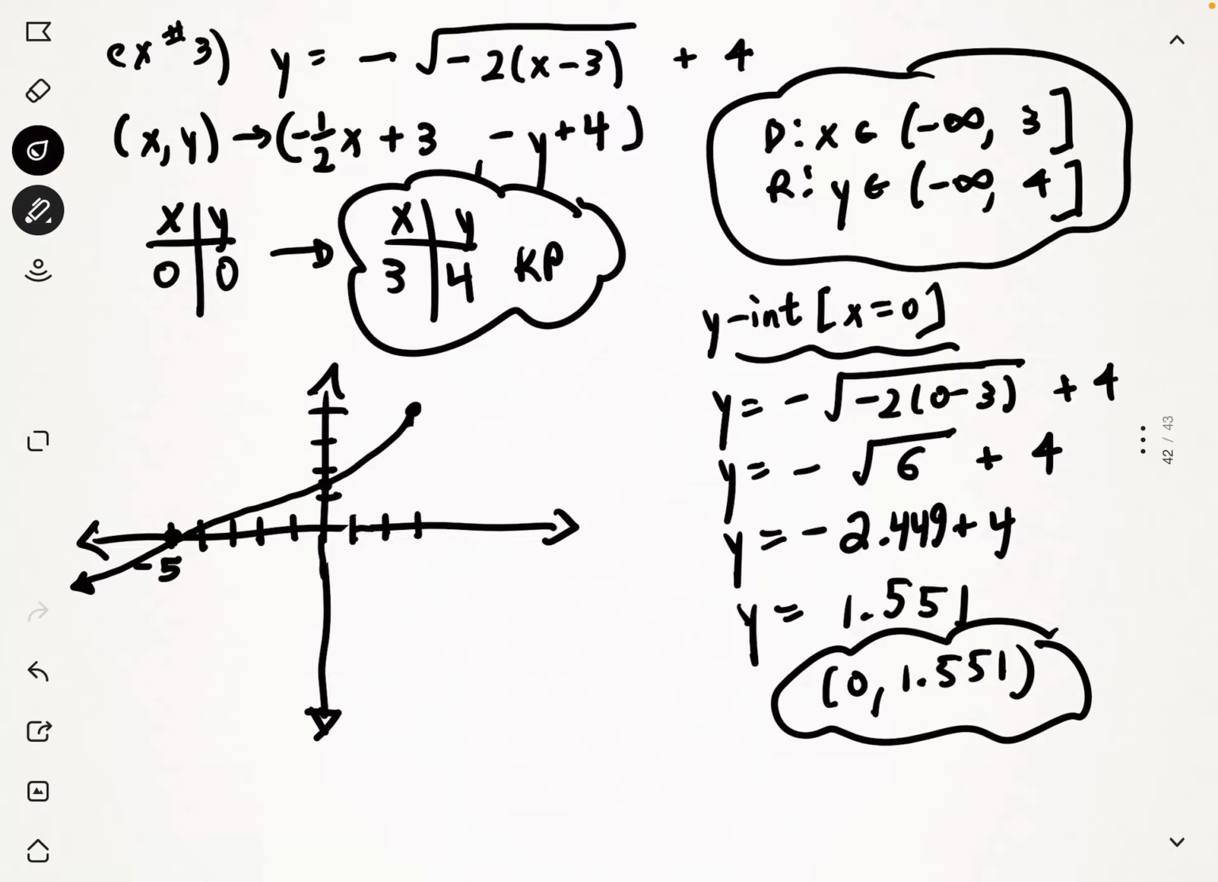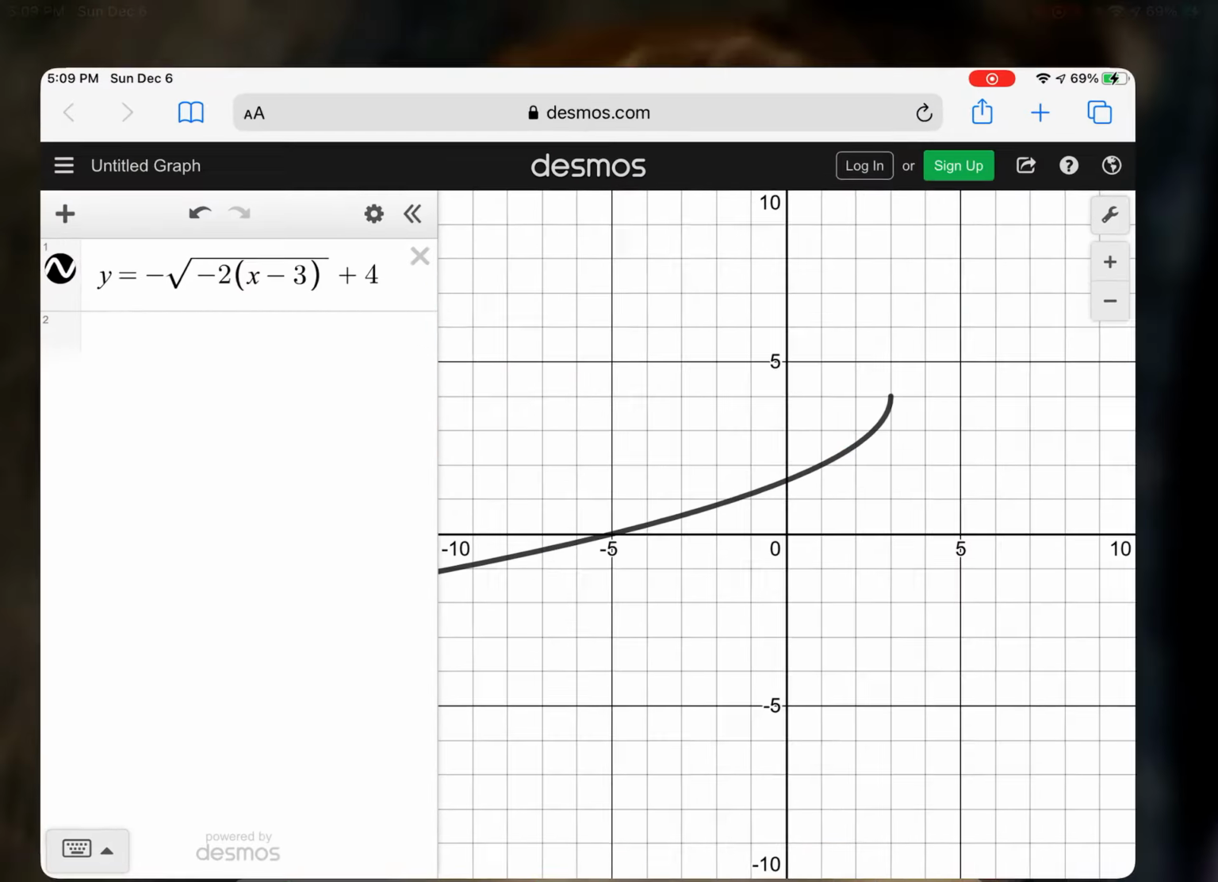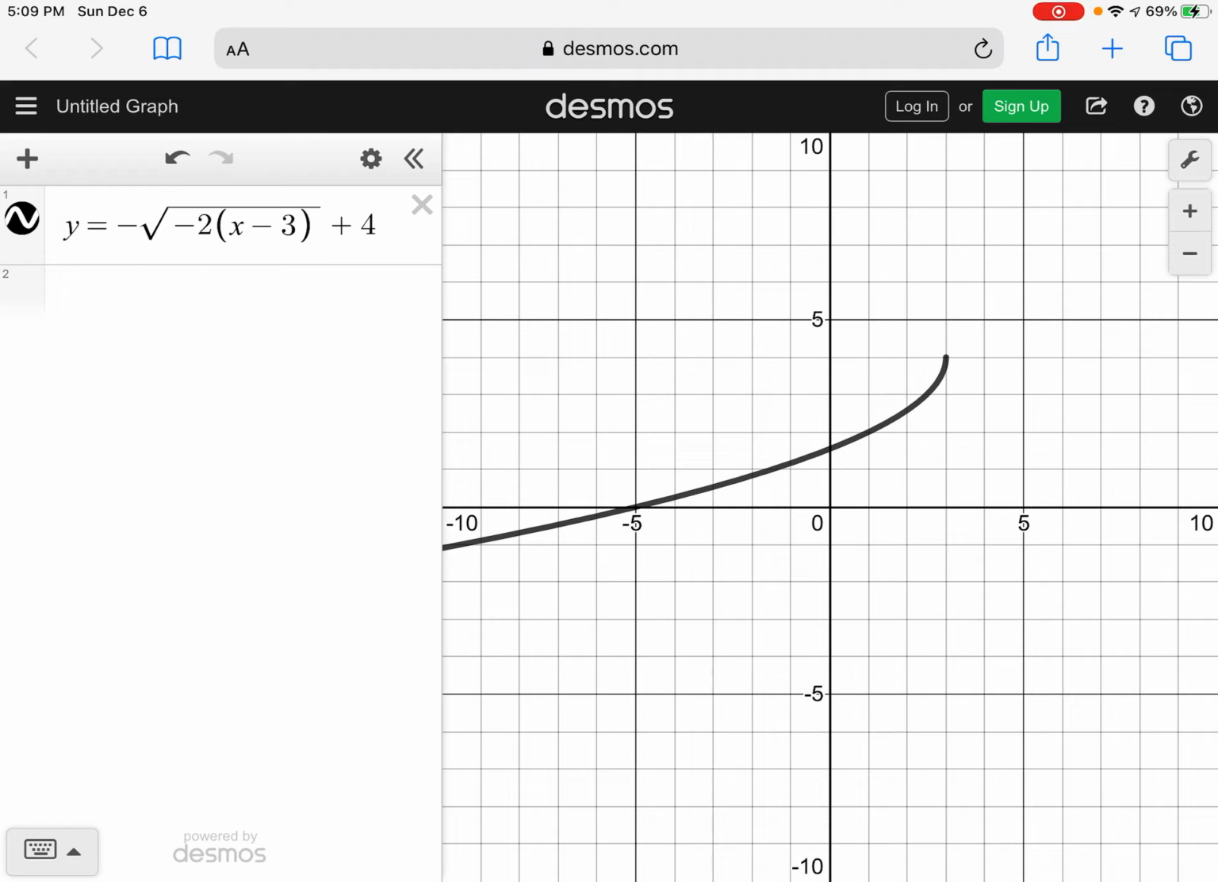However, we can go to Desmos and check our solution. Very recommended. And you'll notice right here, if you look at the solution, we do have those x and y intercepts. We do have this key point of 3, 4. Looks like we're all good here.